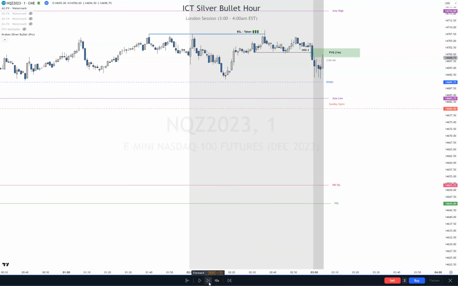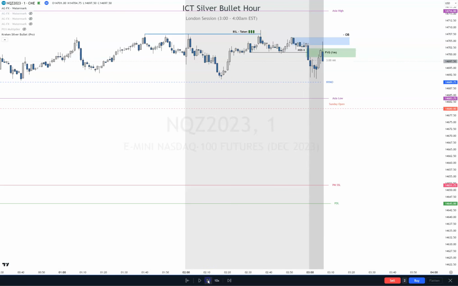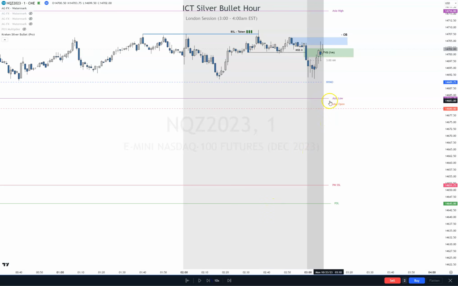So there you could have entered right there. It was into your fair value gap. I will say there's an order block right here, right there. So you could have taken an entry right there to go short, and your high would just be around here. Minimal stop, minimal loss if you took it. Ideally you'd want the Asia low as your first target, then the PM session liquidity, and then the previous day low as your max for right now.